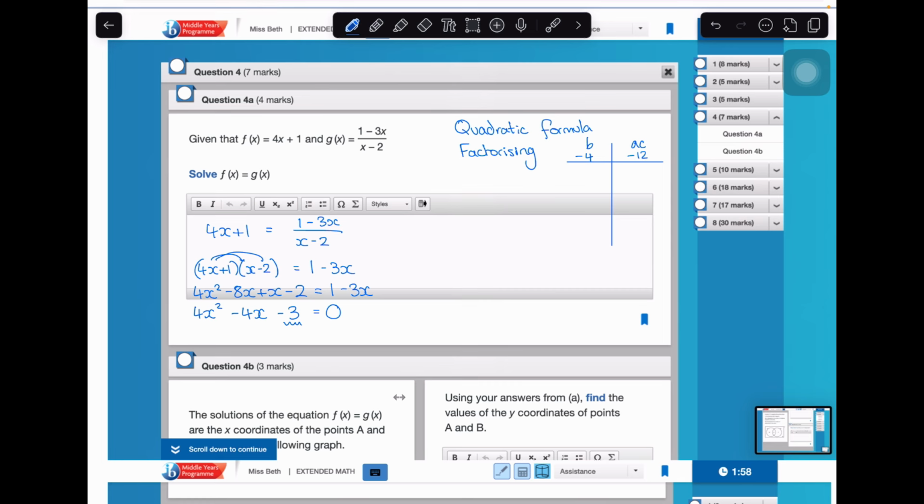So in order to achieve negative 12, you could have negative 1 times 12. You could have 1 times negative 12. You could have negative 2 times 6, or you could have 2 times negative 6. You could have negative 3 times 4, or 3 times negative 4. So one of these needs to add to give you negative 4. Now I can see that it's only this one that would do so. 2 plus negative 6 would give me negative 4. So then I go back to my quadratic, and I'm going to rewrite it as plus 2x minus 6x minus 3 equals 0.